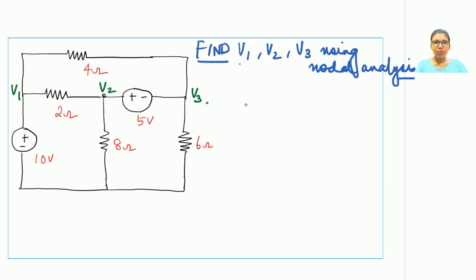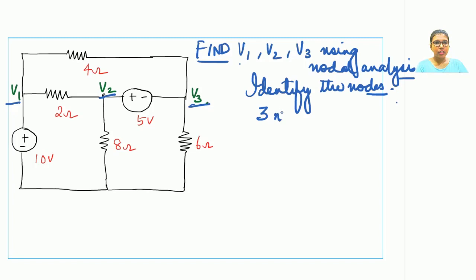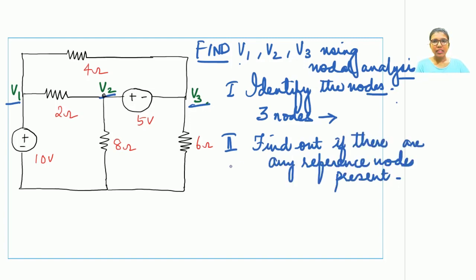What is the first step? The first step says identify the nodes. The nodes are already identified. They are V1, V2 and V3. So in all there are 3 nodes. 3 nodes implies that there are 3 unknown variables. So one must have 3 equations in order to find out these 3 unknown variables. Now the second step says find out if there are any reference nodes present in the circuit. So are there any reference nodes present in the circuit? Let us check. First we shall work out with V1.